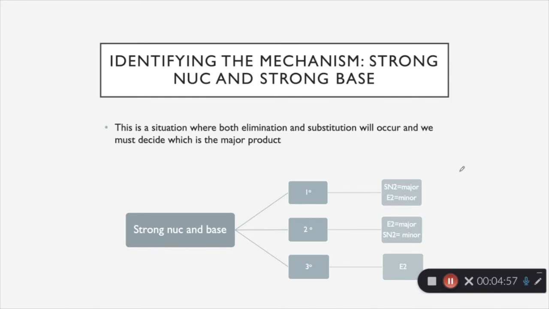For a secondary substrate, E2 would be the major and SN2 would be the minor. And this is something you just have to memorize. And then for a tertiary substrate, an E2 would be favored. So notice that there are no SN1 or E1 reactions in here, and like I said on the last slide, that is because those usually favor weak nucleophiles and weak bases.